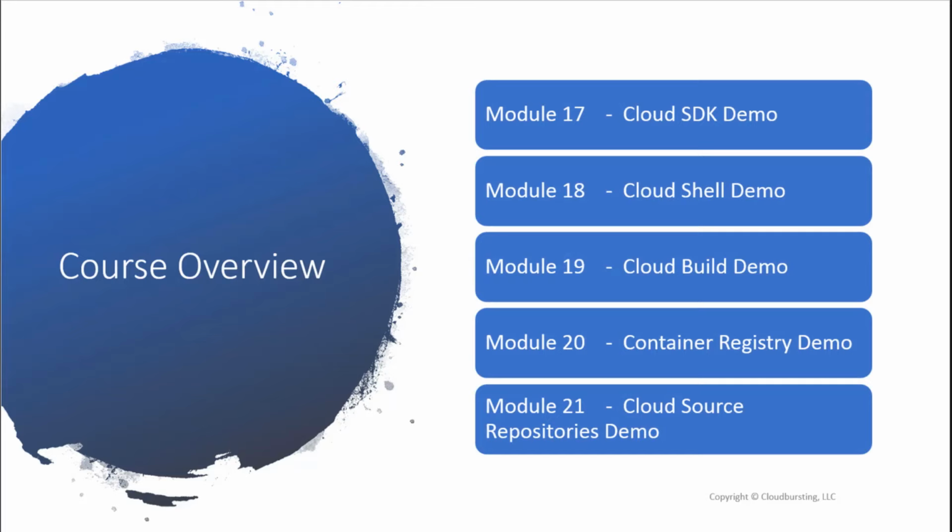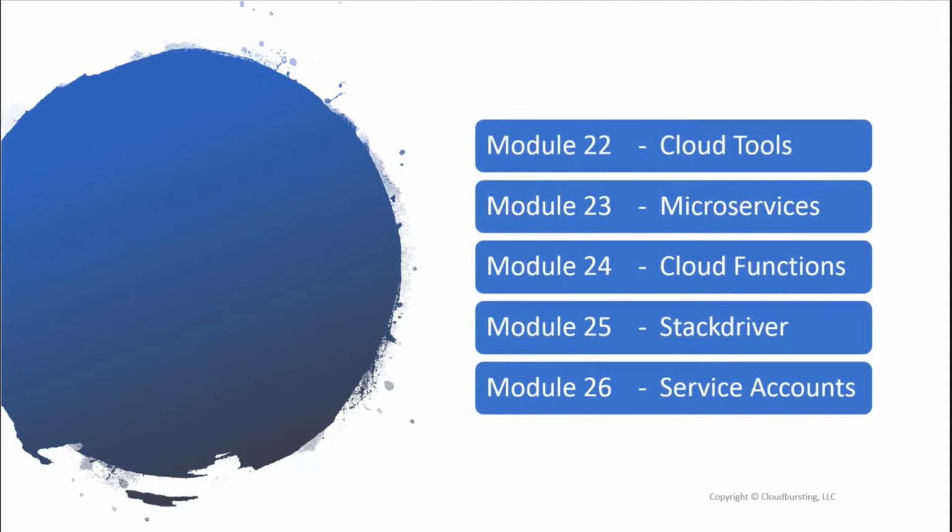Then I'll go through some tools that we're definitely going to want to know about when we're working with Google Cloud Platform. We'll talk about the Software Development Kit. We'll talk about Cloud Shell. We'll talk about Cloud Build, Container Registry, and Source Repositories as well. Then we're going to go ahead and move on to Cloud Tools, talk about microservices, and what Cloud Functions is and how that can really play into your microservices architecture.